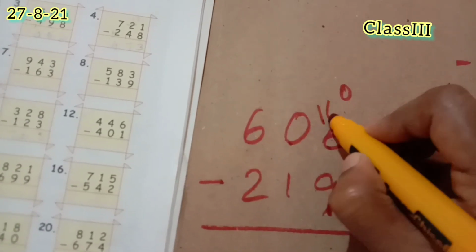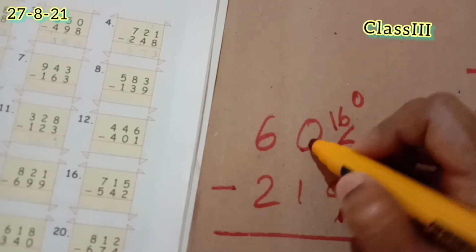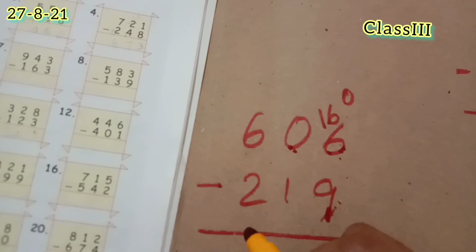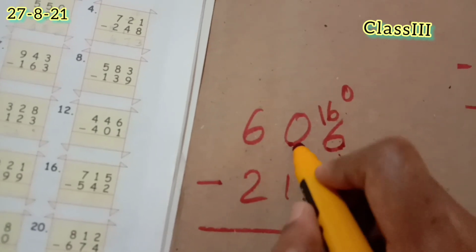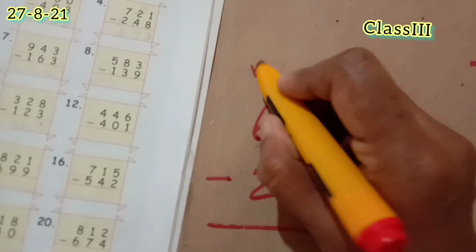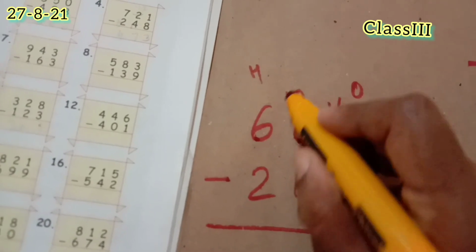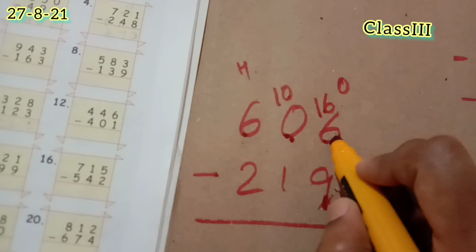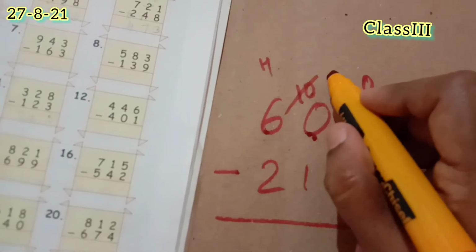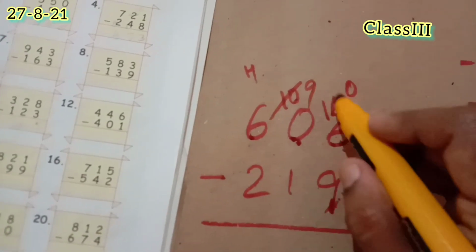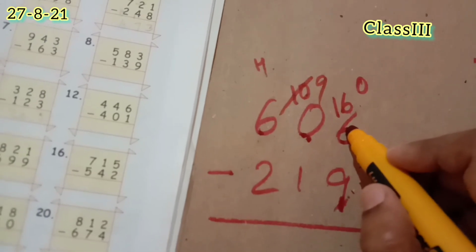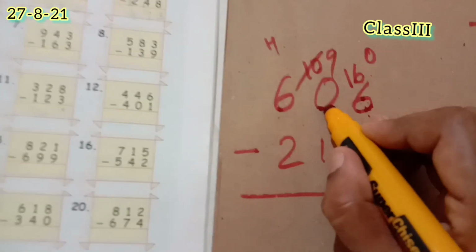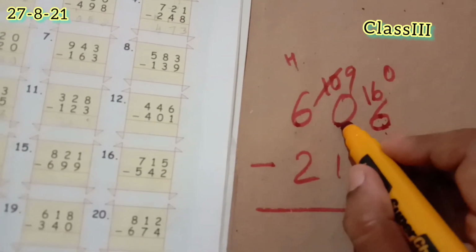So this becomes 16. Oh, remember, this is 0. Then how can it give 1 to this? Then what did he do? He borrowed from the hundreds place and this became 10. And from this 10, he gave 1 to 16. So this 10 reduced to 9 and this became 16. You understood? We have only 6 here. So I go to the next digit. It is 0. 0 means nothing is here.